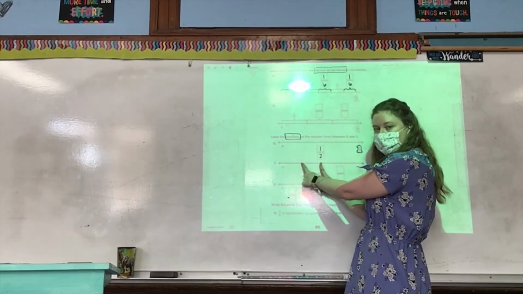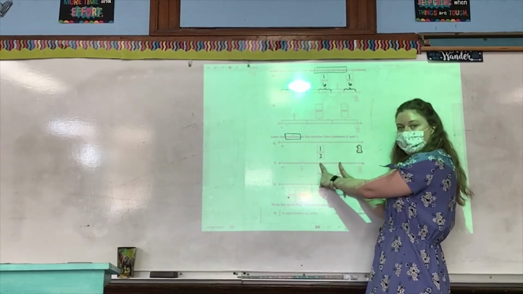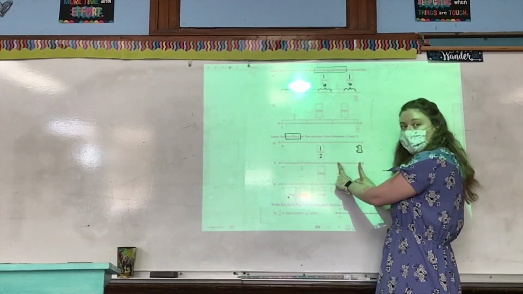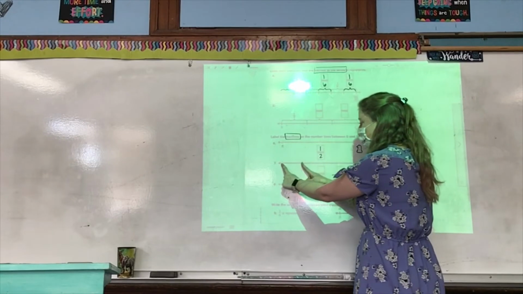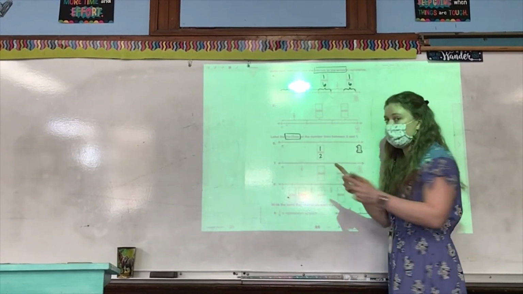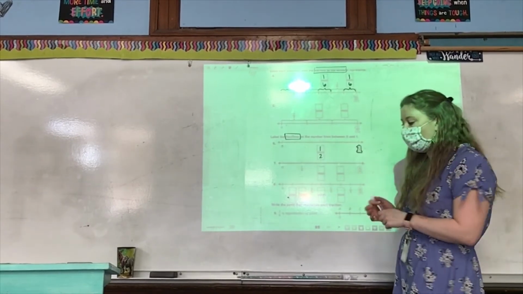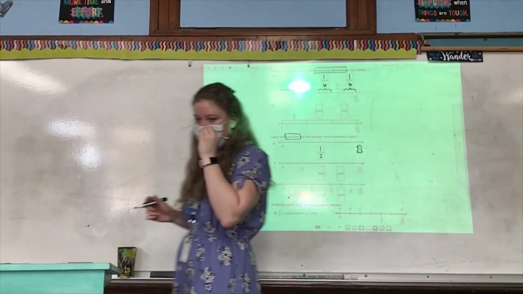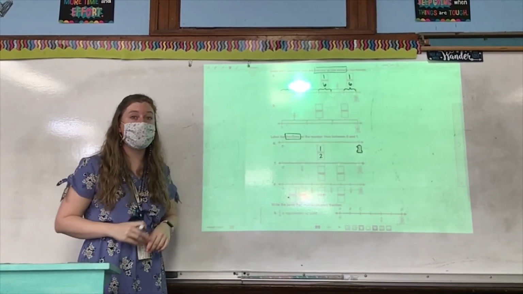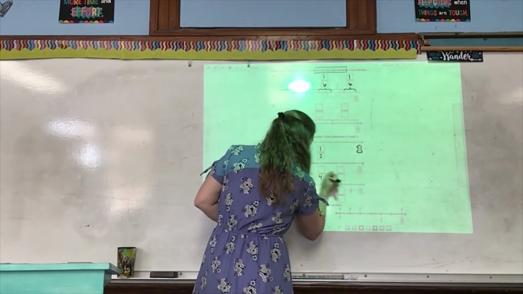Move to the next one. How many pieces? 1. How many pieces? 1. How many pieces? 1. 1 plus 1 plus 1 plus 1 is 4. So how many pieces is our whole number line broken into, class? 4. So our denominator is 4.